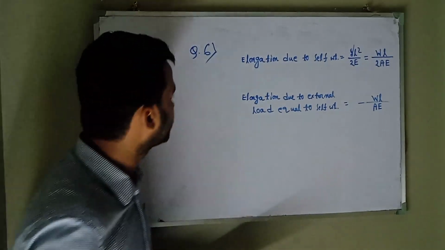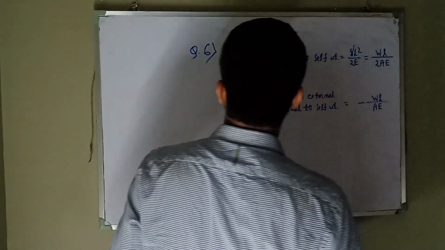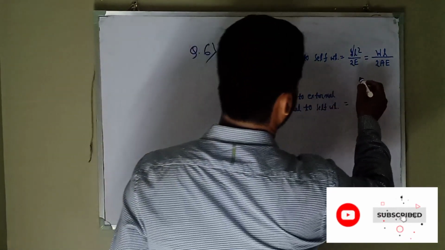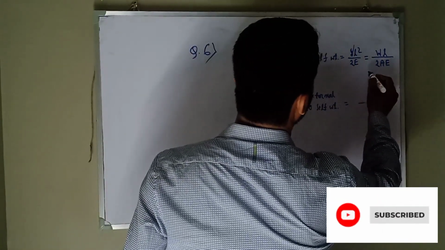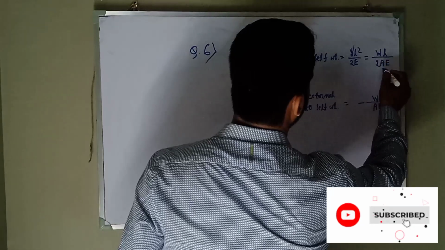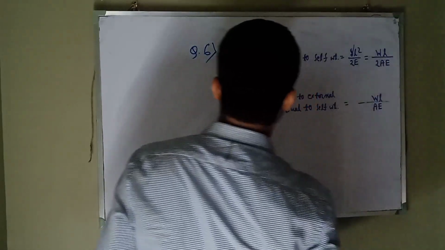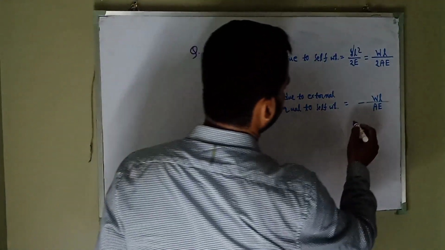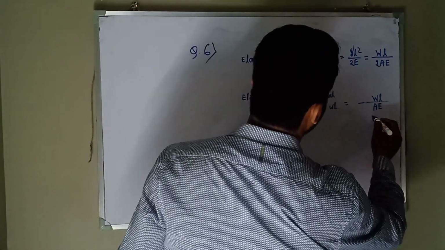So to calculate this answer, you have to know the elongation due to self weight. The formula is WL by 2AE, and the elongation due to external load equal to self weight is WL by AE.